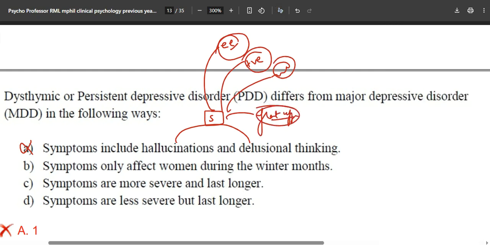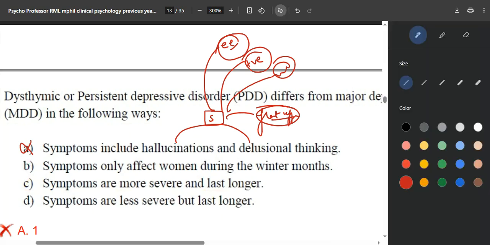Symptoms only affect women during the winter months. Interesting. This is also not the answer. Symptoms are more severe and last longer. No. What is the correct answer over here? The correct answer is option number D. Symptoms are less severe but last longer. And where will you find this?